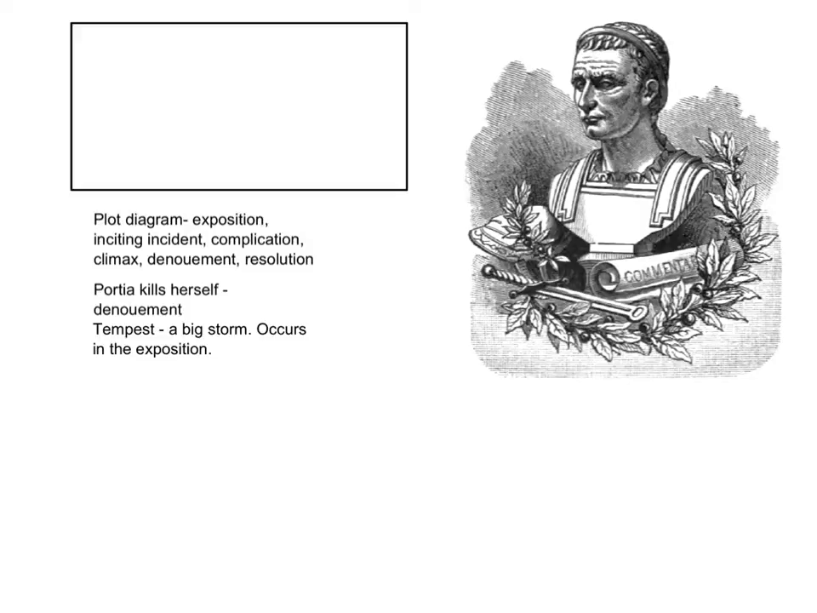Let's try another one. When Caesar is slain, he says his famous words, "Et tu, Brute." And we know this occurred. Et tu, Brute. All right, et tu, Brute. We know this occurs in the climax. We know that was the climax of our story. All right, but your Act 3 anticipation guide, again, references this information.